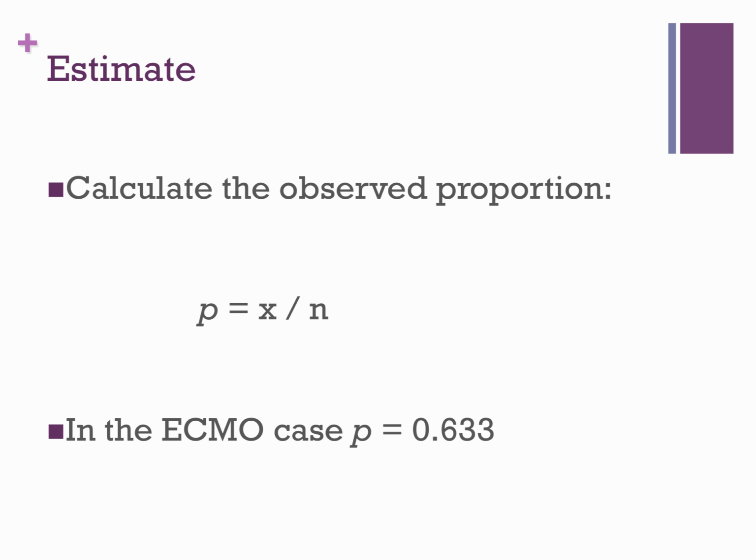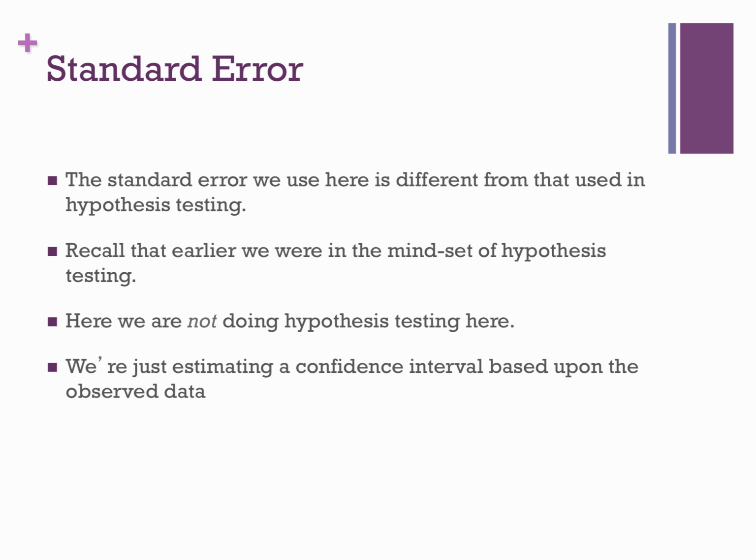In our ECMO example, our p-hat is 0.633. That's simply our 57 over 90. Remember, we're talking about the observed proportion here, so 0.633. The standard error we're using for confidence intervals is the standard error about p-hat. Recall earlier in our z-score, we used the standard deviation or standard error about p-naught. That was under our null. Here, we're not actually going to do the hypothesis test under the null hypothesis. We're actually estimating confidence based upon our observed data. So we're going to use the standard error associated with p-hat.